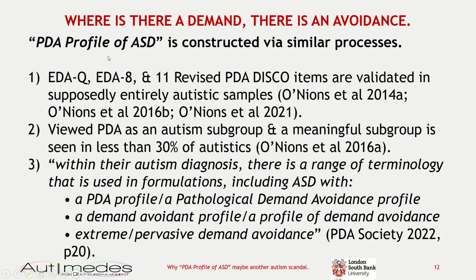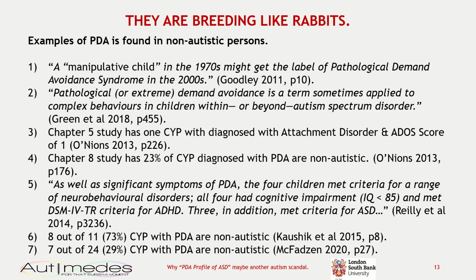Referring back to this document by the PDA Society, they're saying that within their autism diagnosis there is a range of terminology used in formulations, including autism with a PDA profile, a pathological demand avoidance profile, a demand avoidance profile, a profile of demand avoidance, and extreme pervasive demand avoidance. That's from the PDA Society, page 20. The point is that they're tying PDA exclusively to autism as a dual autism and PDA diagnosis, which I have many issues with. I'm going to point out some things that they seem to be ignoring.